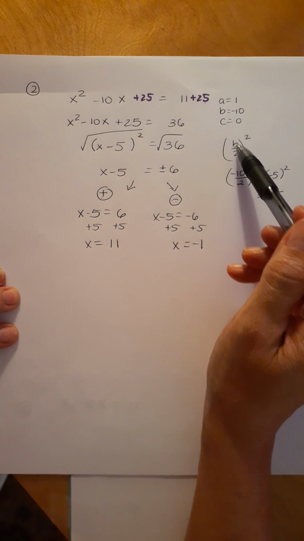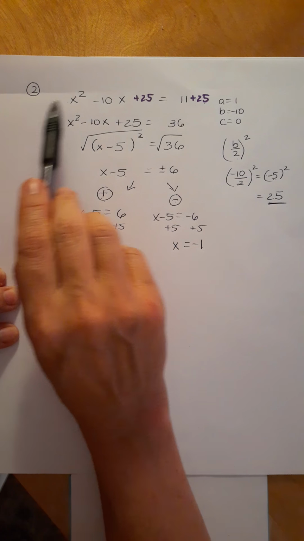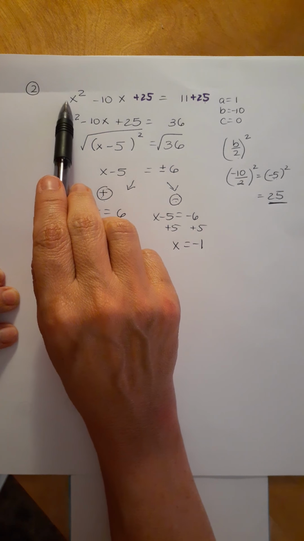This only works, that b over 2 squared only works when my a coefficient is 1. In other words, it's like there's no number there.